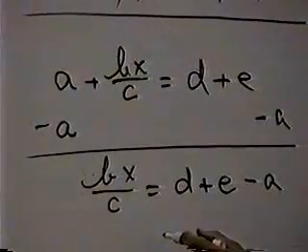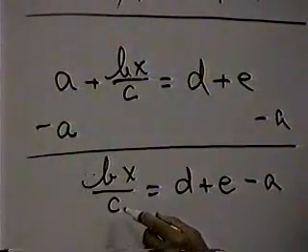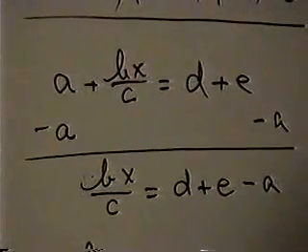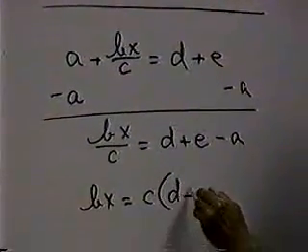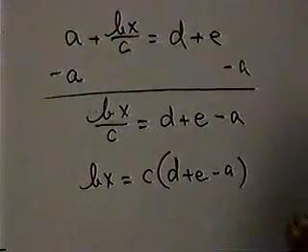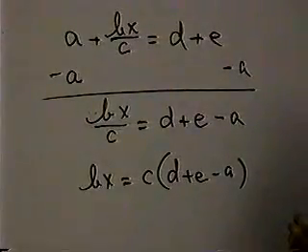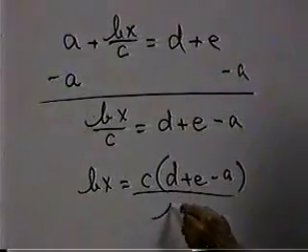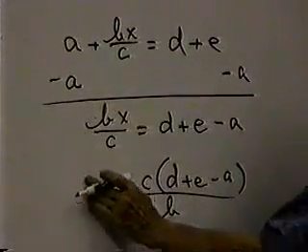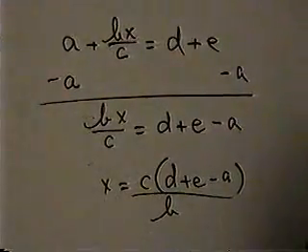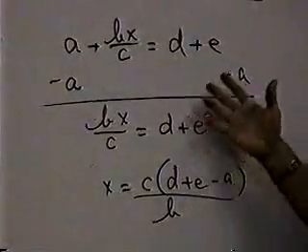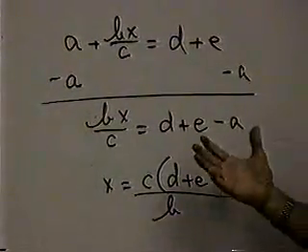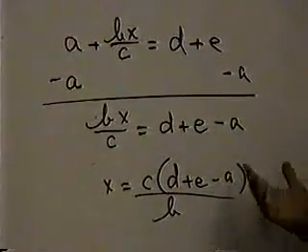Now how's the C connected? It's divided, therefore you multiply. And then how's the B connected? It's multiplied, therefore you divide. And you can take complicated looking problems that have letters, not just numbers, and you can move things across by doing the opposite operation.